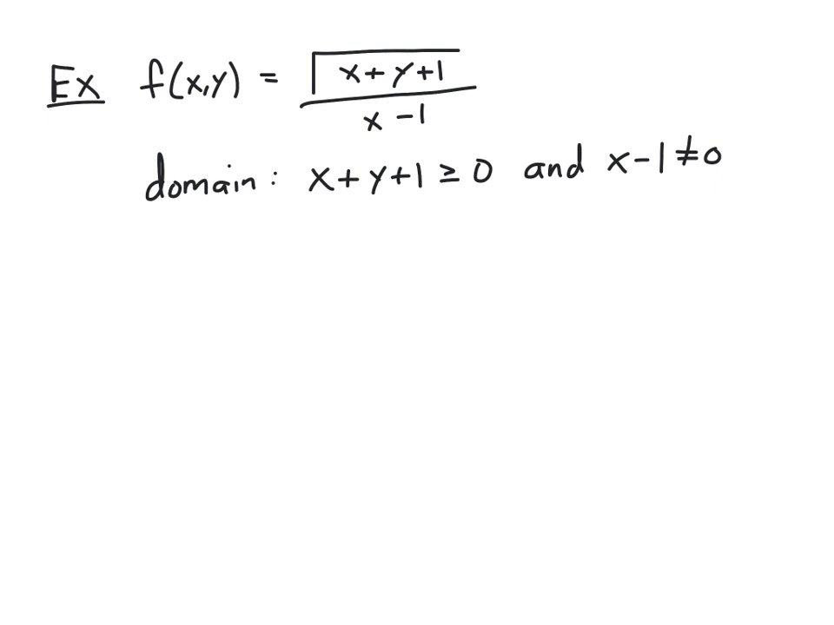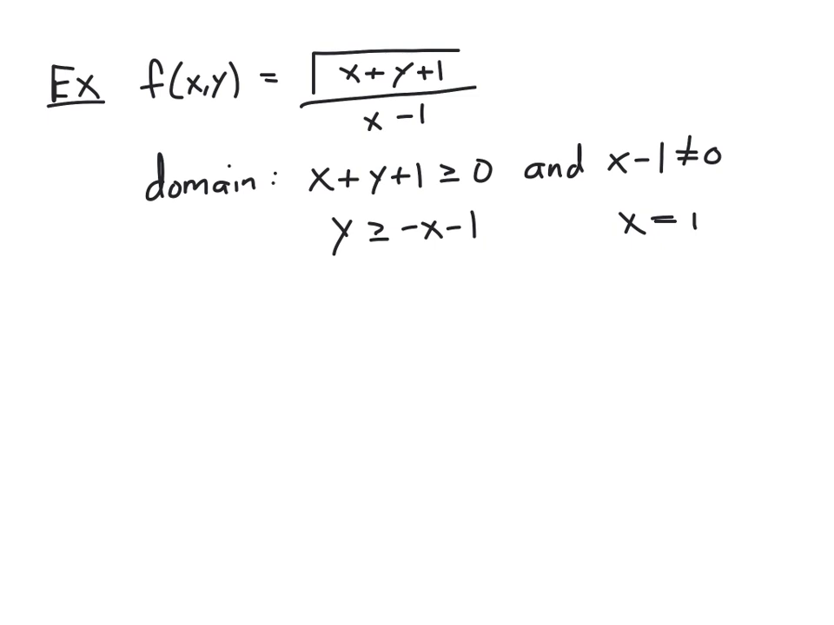Right? And so we can check here. We can do a little bit with these. The first inequality we could write in maybe a more common way by putting y by itself. So y is going to be greater than or equal to negative x minus 1. And we want x to not equal 1.